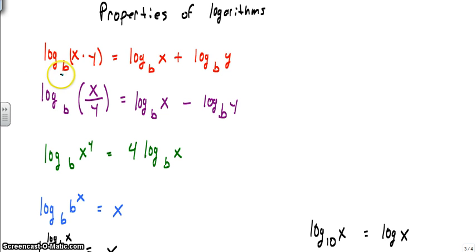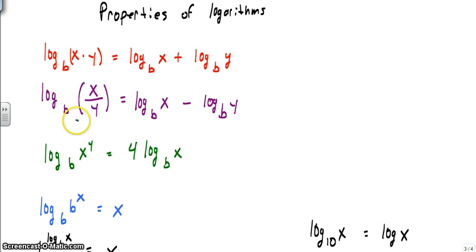If we have log base b of two numbers multiplied together, x times y in this case, we can actually split those up, keep the base, and make it log base b of x plus log base b of y. And conversely, if we're given log base b of x plus log base b of y, we can condense that expression and put it back into log base b of x times y.